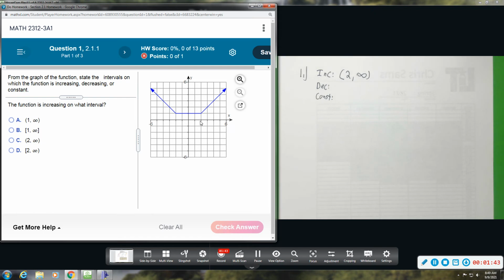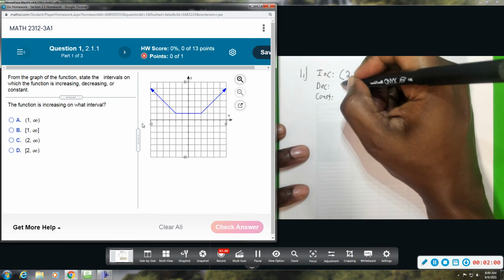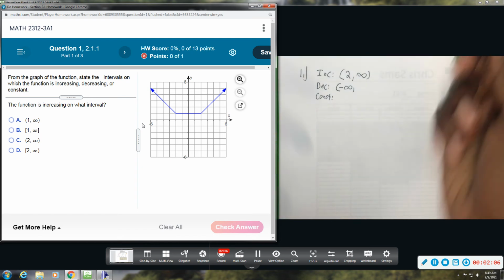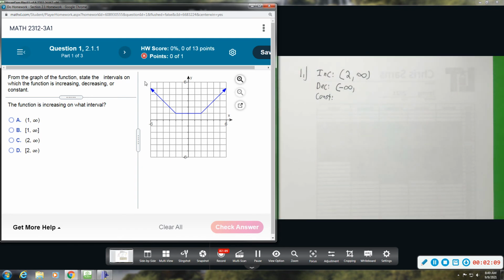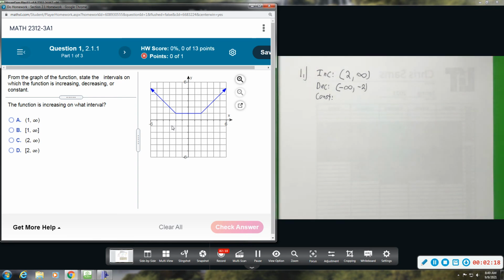Now decreasing, similarly, it's going down from left to right, and it starts all the way over here. They don't show you the arrow on the left-hand side, but it's coming from the left side, which is the negative infinity side of x. So the fact that you see that arrow going up to the left means it continues all the way from negative infinity on the left side. So decreasing from negative infinity, the left side, all the way until we get to -2. And then this graph is constant right here, looks like from -2 to 2.